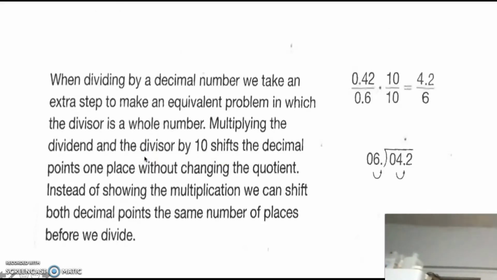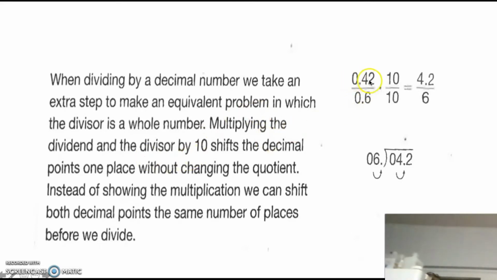Okay, so now we're looking at the next little bit of instruction. It says when dividing by a decimal number, we take an extra step to make an equivalent problem in which the divisor is a whole number. So we're going to turn division by a decimal into division by a whole number by multiplying both the numerator and the denominator by a power of 10, or we could think of multiplying the inside and the outside of the little house by a multiple of 10.